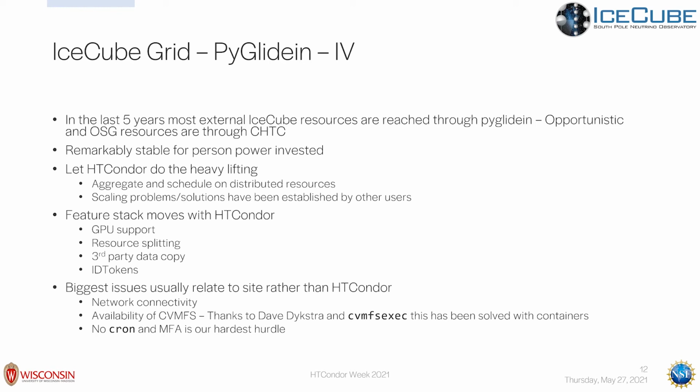And of course, the other big thing is the feature stack moves of HTCondor. So we got GPU support, and we got resource splitting support, the third-party data copy that's now coming in HTCondor 9, and ID tokens. We don't really have to do much besides update HTCondor to get all these features, and that reduces a lot of our effort there.